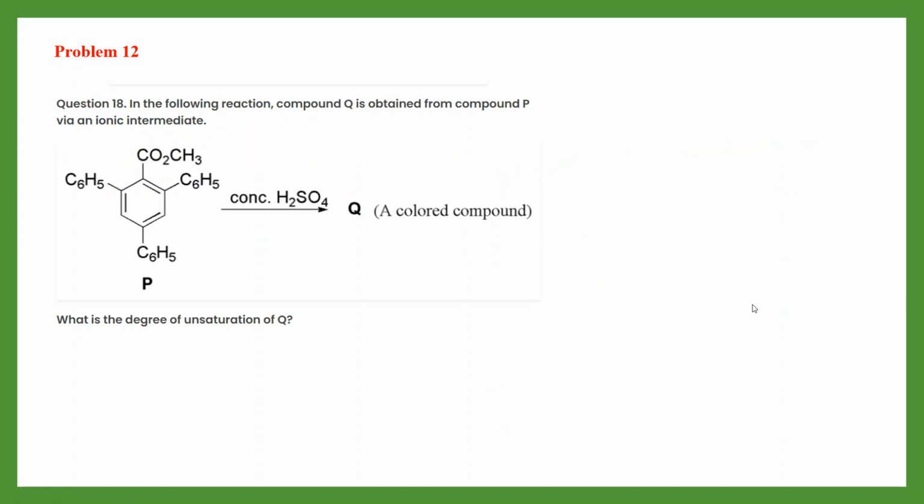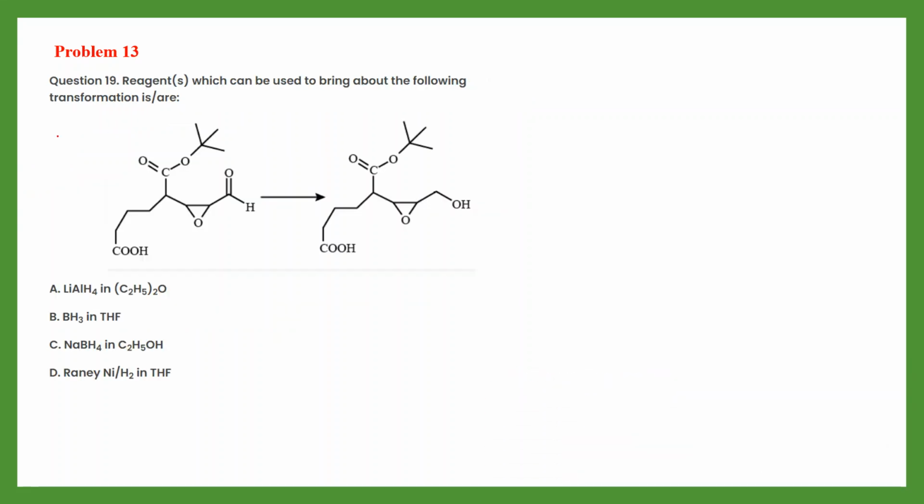So tell me in this question. In the following reaction, compound Q is obtained from compound P via an ionic intermediate. Tell me the degree of unsaturation of Q. This you can take as your homework. I will ask you next week. I hope I have given the answer. Please don't see the answer, just solve and then check your answer.